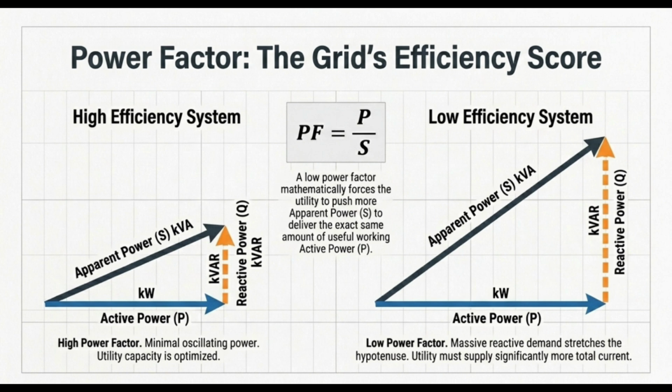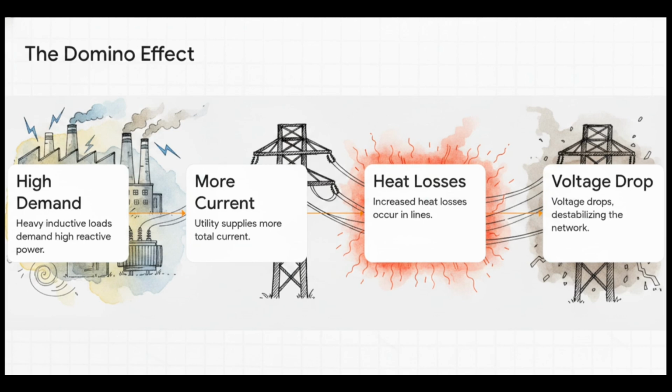And this creates a pretty terrible domino effect. Step 1, a factory demands high reactive power. Step 2, because the power factor drops, the utility company is forced to supply more total current through the lines just to deliver the required working power. Step 3, pushing all that extra current through the wires creates intense electrical friction, known as I²R heat losses. The grid is literally cooking itself, wasting energy as heat. And finally, Step 4, all that extra current dragging through the lines causes severe voltage drops, destabilizing the network and eating up overall grid capacity.